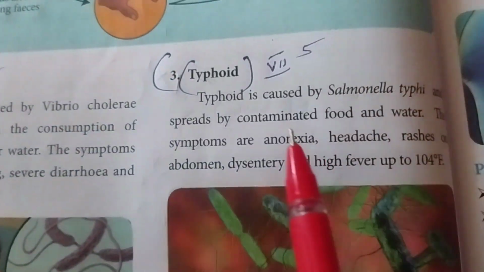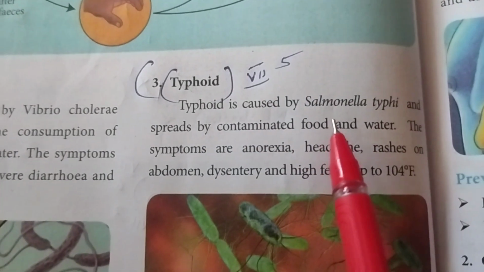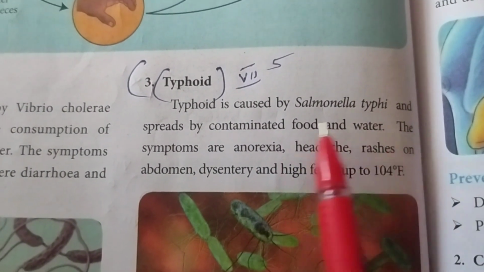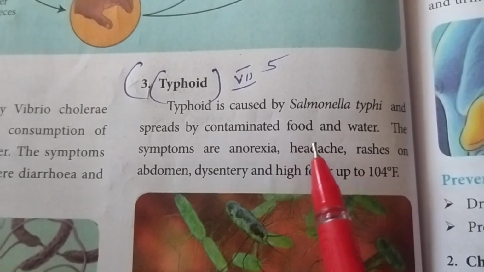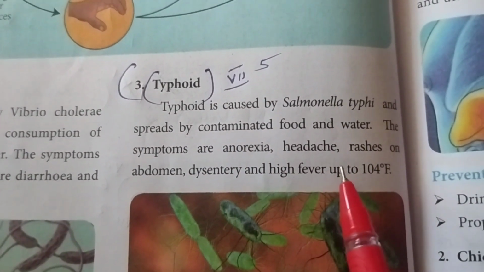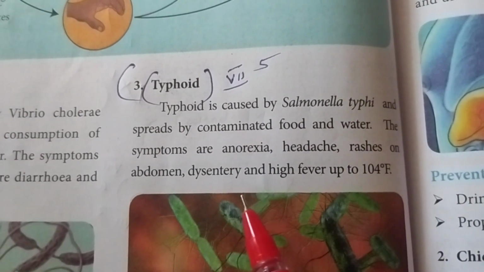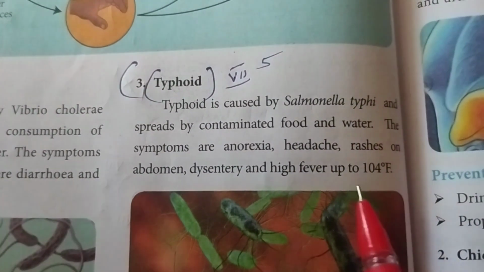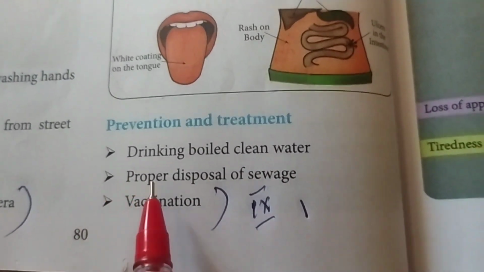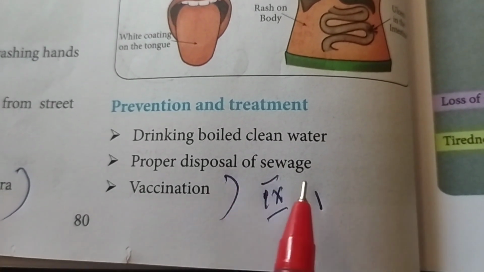Next, third point, typhoid. Typhoid is caused by Salmonella type B and spread by contaminated food and water. The symptoms are anorexia, headache, rashes on abdomen, dysentery and high fever up to 104 degree Fahrenheit. The prevention and treatment: drinking boiled clean water, proper disposal of sewage, vaccination.